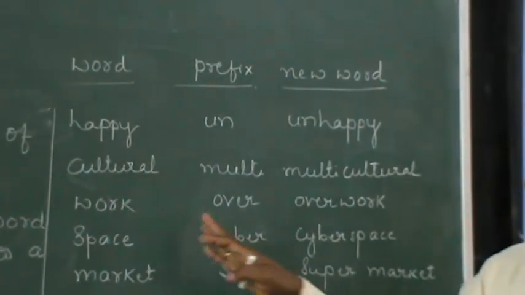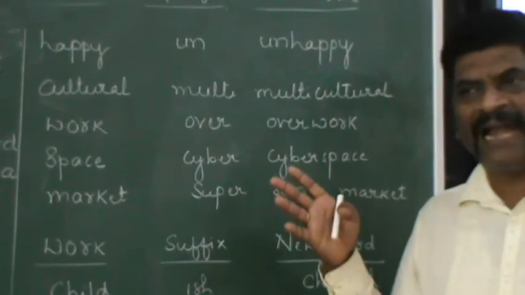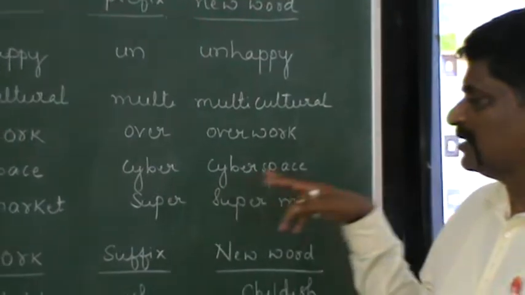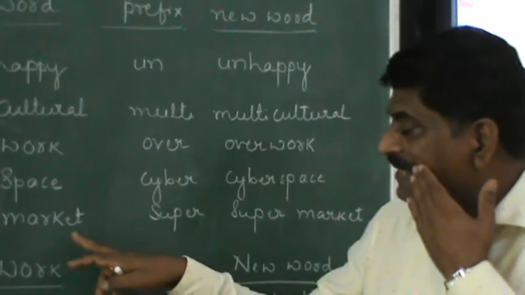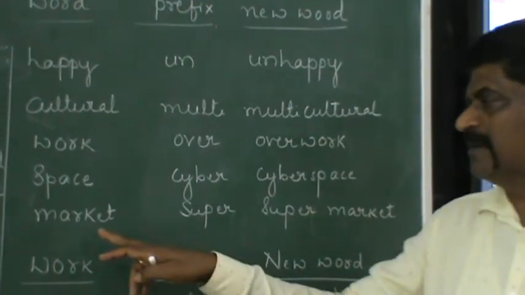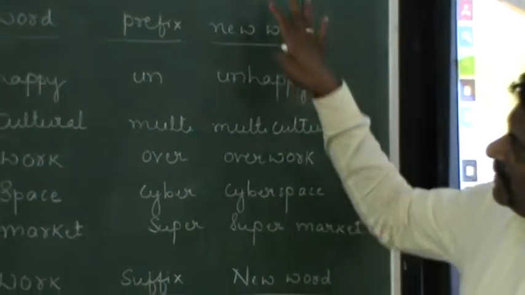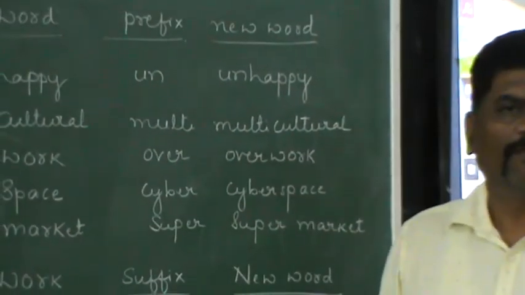To the root word space, cyber is added. By adding cyber to space, it has become cyberspace. Coming to the next word, market, super is added, that's why market is changed into supermarket here. So, these are some of the examples of prefixes.